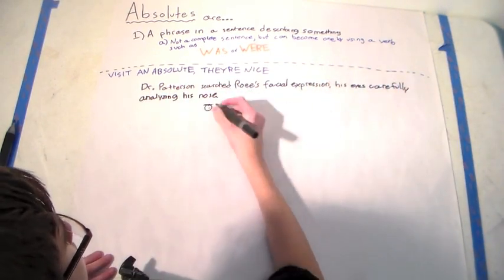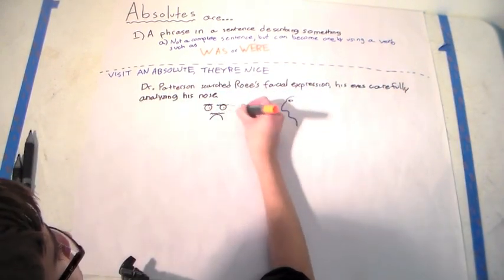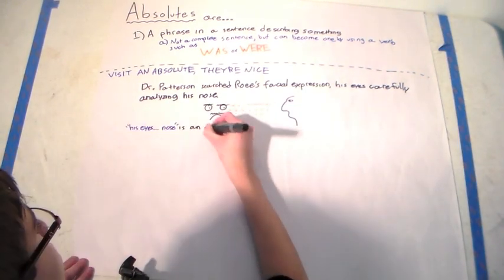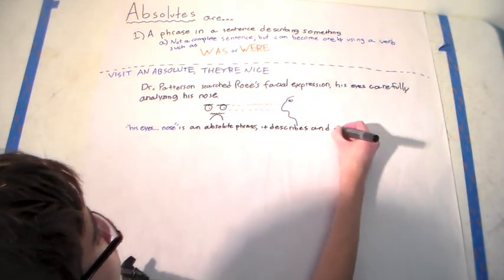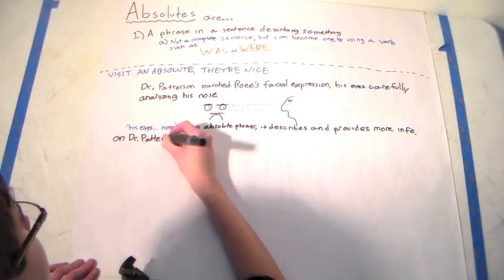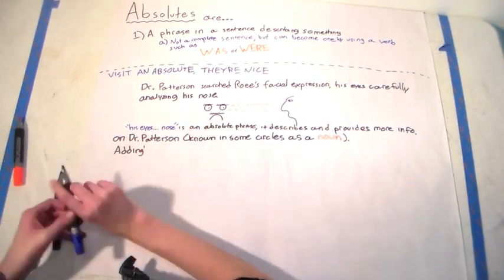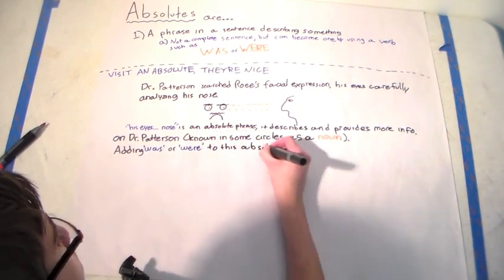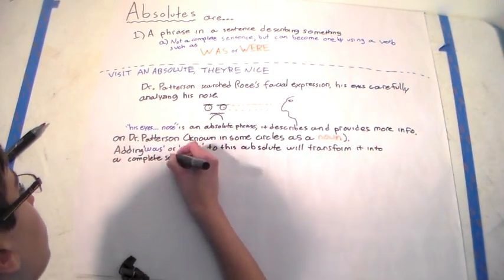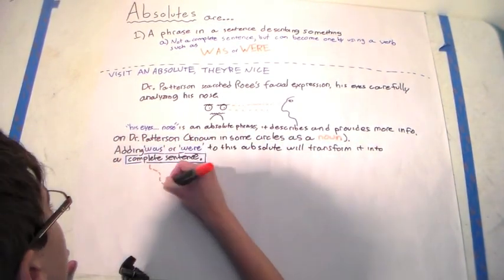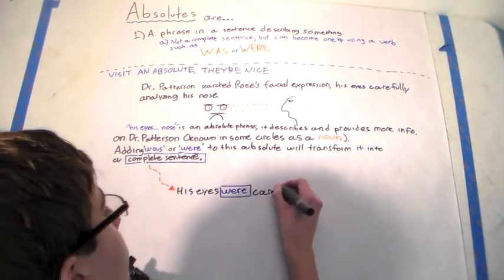Now, for example, in this sentence, a real-life example from class, that is the absolute. It describes something in the sentence about what Dr. Patterson is doing, and it can be made into a complete sentence by adding was or were. You see here, you can say his eyes were carefully searching his nose and make it into a complete sentence.